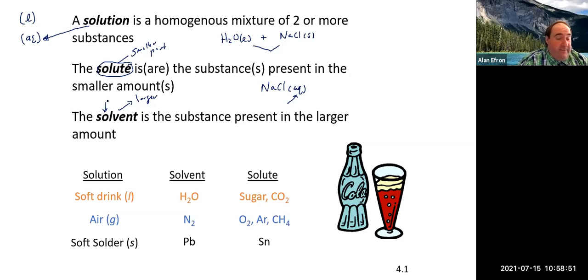You could also have, technically, a solution that's in the solid state, like we have on the bottom there, which is soft solder, and the solvent is mainly lead, but there's some tin in there as well. Most of the time we think about solutions in the liquid form, but you can apply the definition of a solution to something in the gas form or solid form.